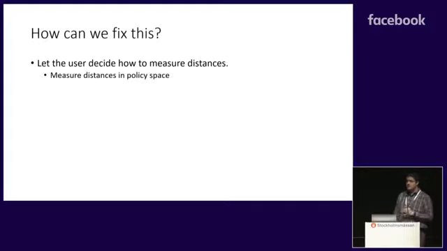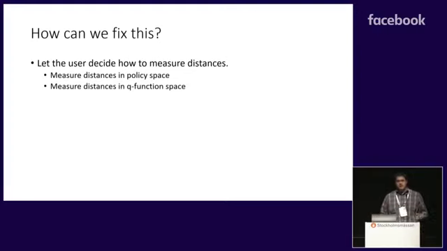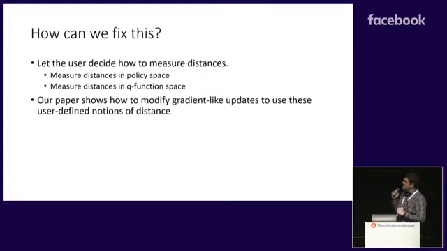So if you're trying to measure distances in policy space, you can choose something like KL divergence. If you're trying to measure distances between Q functions, you don't have to use the parameters of your neural network. You can choose your notion of distance in Q function space as something like the squared error, the squared change in the mean Q approximation. So what our paper is doing is it's showing how you can modify gradient-like updates, not just gradient updates, so TD algorithms as well, to use these user-defined notions of distance instead of that implicitly defined Euclidean distance.